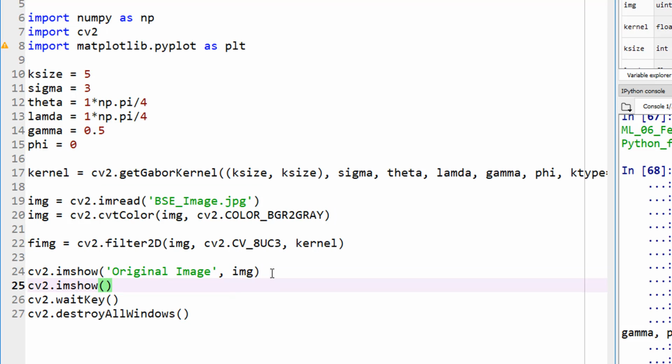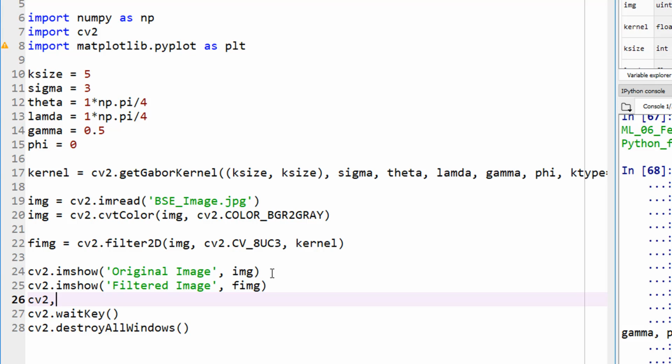What do we want to visualize? Let's visualize our filtered image, and that would be fimg. That's my filtered image. Well, let's also look at the kernel because I deleted the line up there. Let's do kernel, and this is nothing but kernel. There you go. Actually, because the kernel may be too small, let's resize the kernel to the right size.